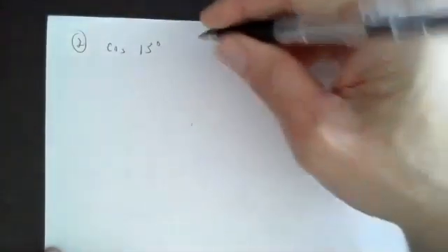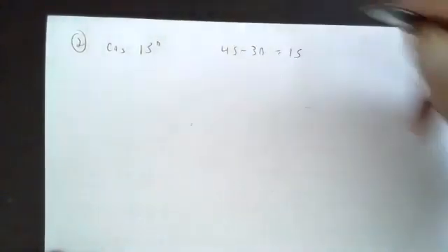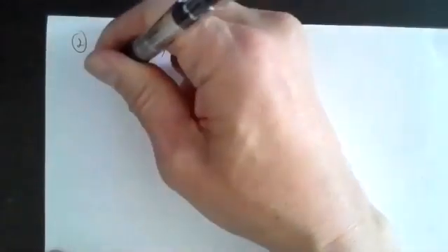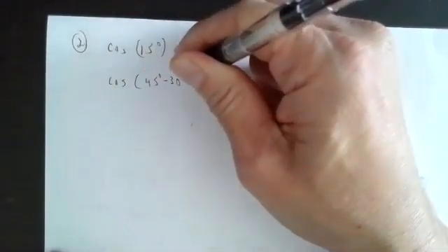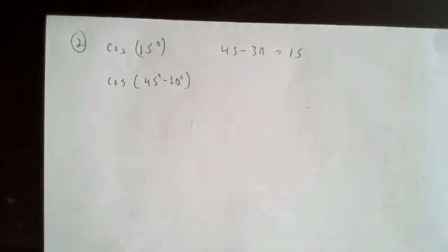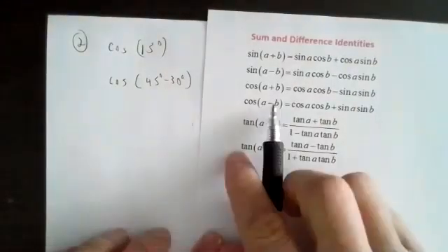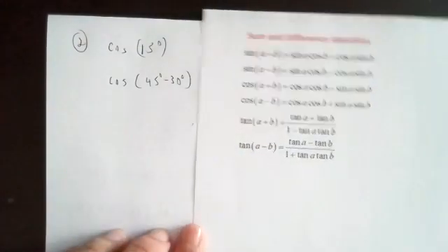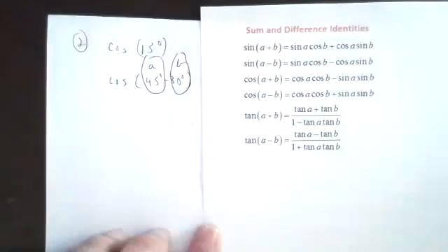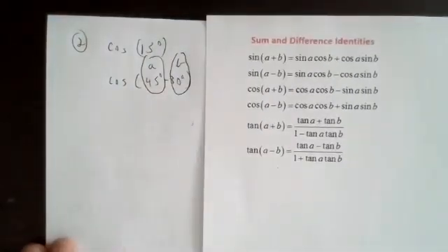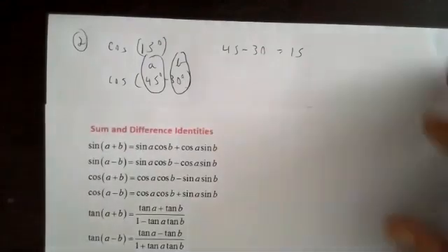We have to play around a little bit, but if we do, it turns out that 45 minus 30 gets us 15. So that's what I'm going to do. I'm going to change this 15 into 45 degrees minus 30 degrees. And that means I'm going to be using the difference formula, this formula right here. This is my A angle, so 45 is my A angle, minus the other angle, my B angle, so 30 is my B.